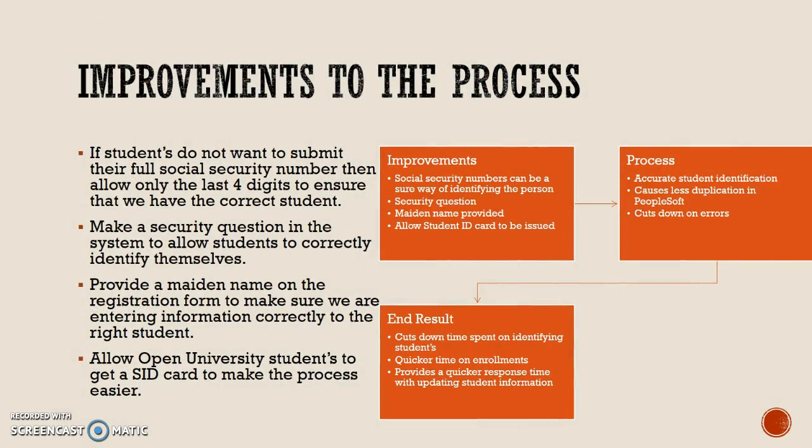Improvements. Students who do not want to submit full Social Security numbers can submit only the last 4 digits. We can also make a security question to allow students to identify themselves. We may also add a maiden name field on the registration form to help improve the student's information. Or we can also allow students to get a student ID card that will make the registration a lot easier.